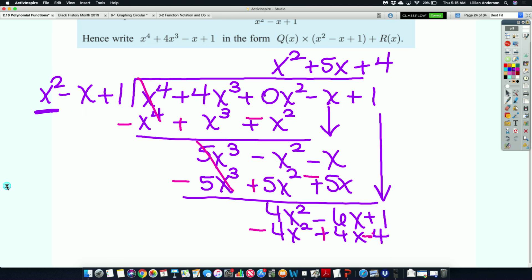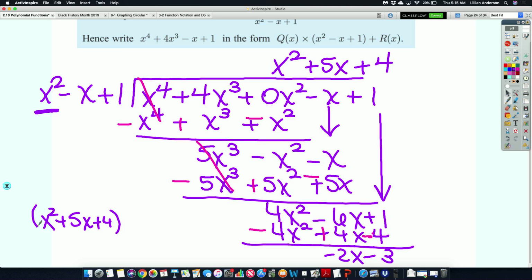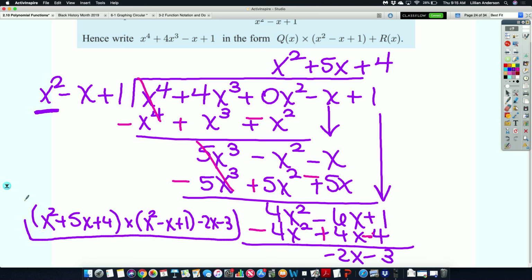What's my remainder? Negative 2x minus 3. So I write my result as my quotient, which is x squared plus 5x plus 4, times my divisor, plus my remainder, which is a negative 2x minus 3. So that's going to be minus 2x minus 3. We haven't forgotten, have we? Keep it going.